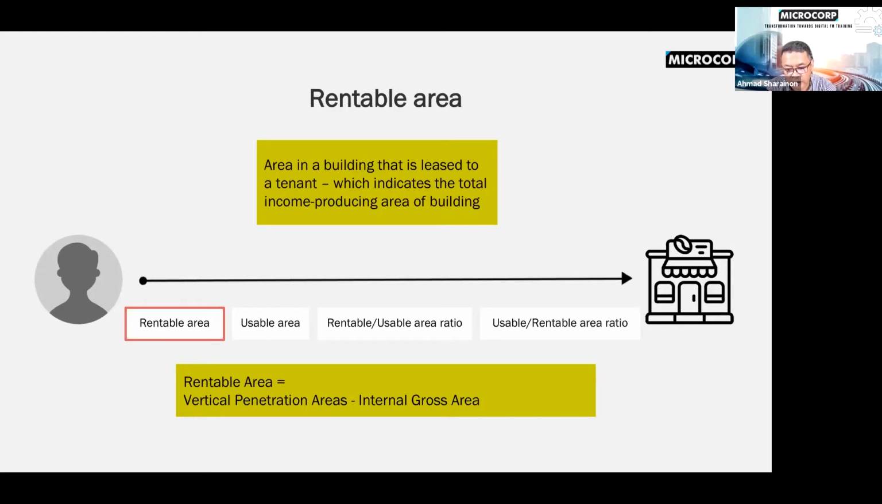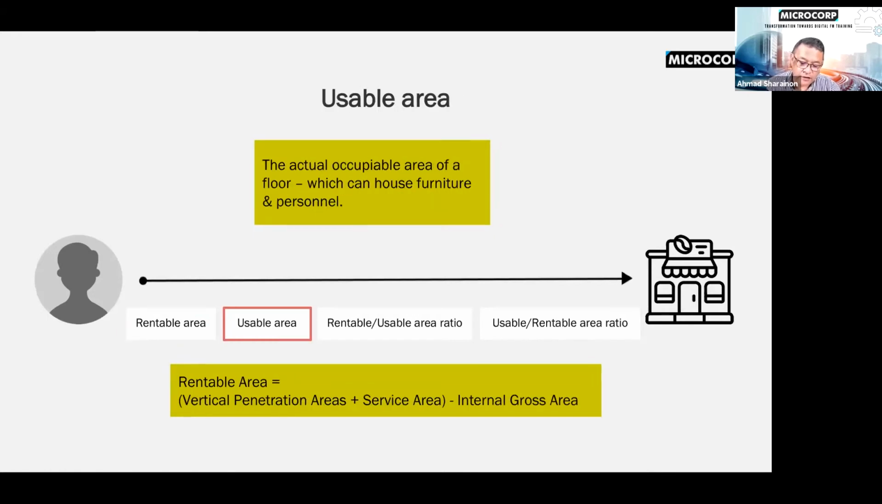This is the basis that we use. Rentable area involves the vertical penetration area. I mean the staircase, you are not renting the staircase. So you need to calculate the vertical penetration area. If you take the vertical penetration area minus the internal gross area, then you get the rentable area. The second one is usable area: vertical penetration area plus service area minus the internal gross area. So then you can work out the rentable area.